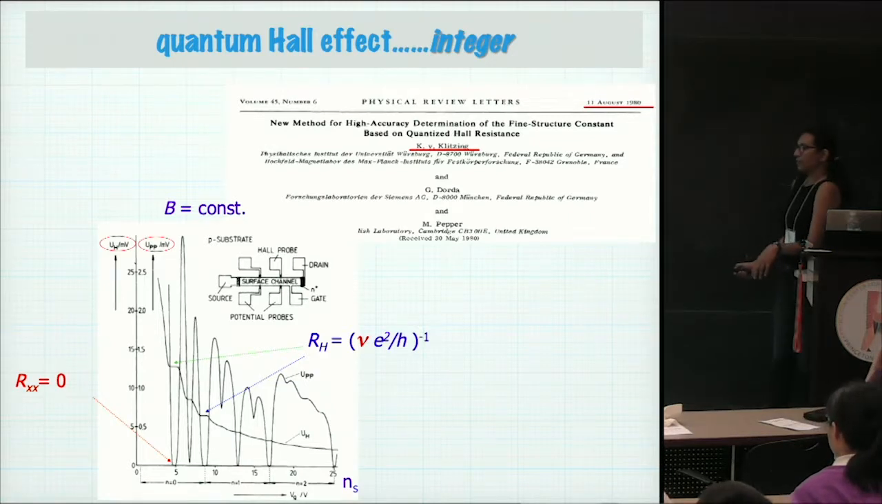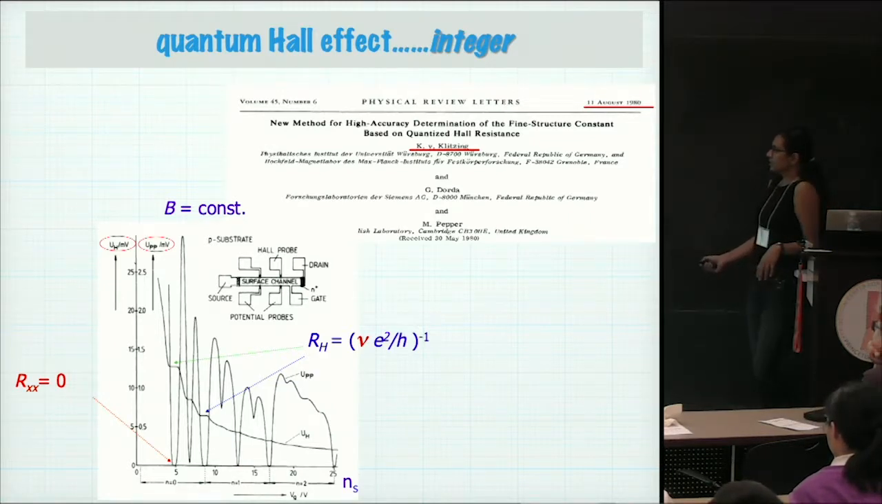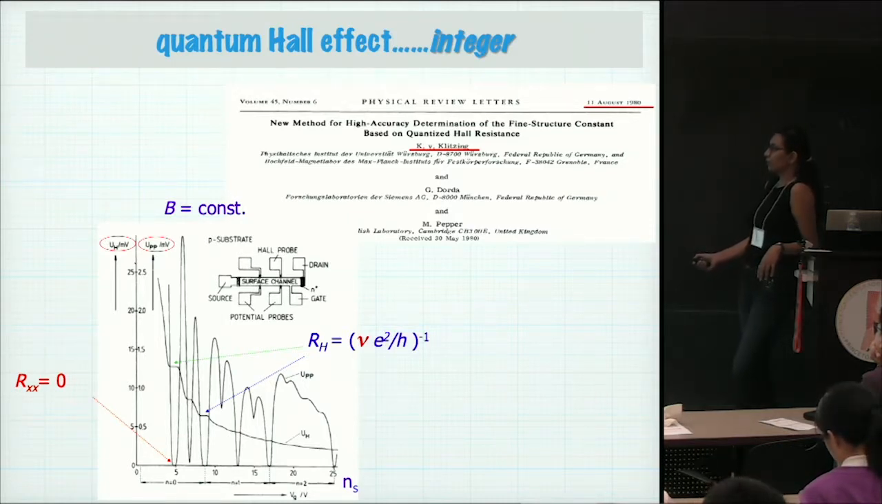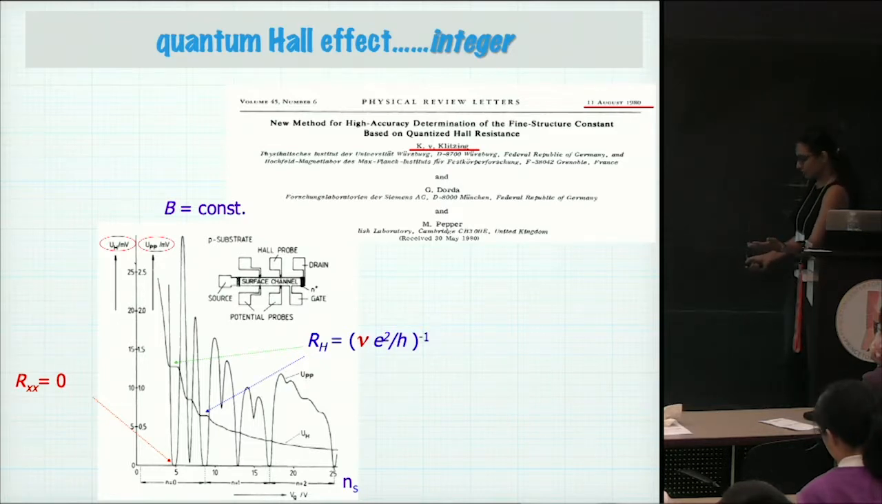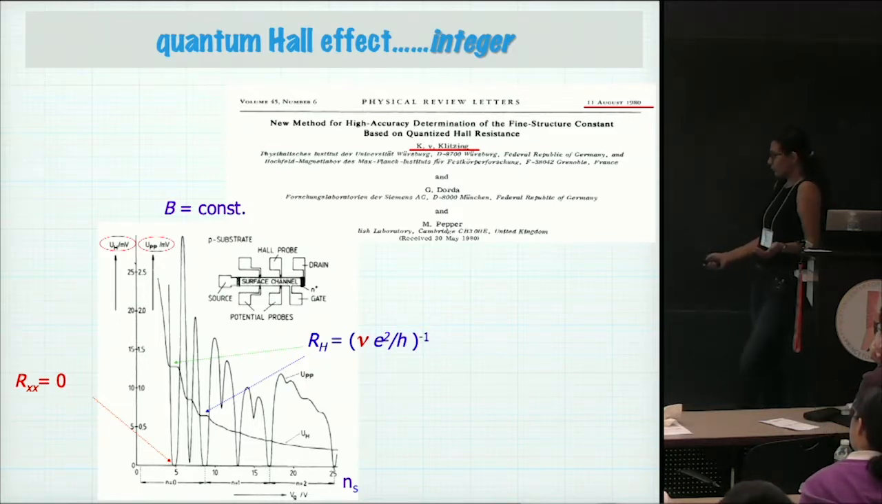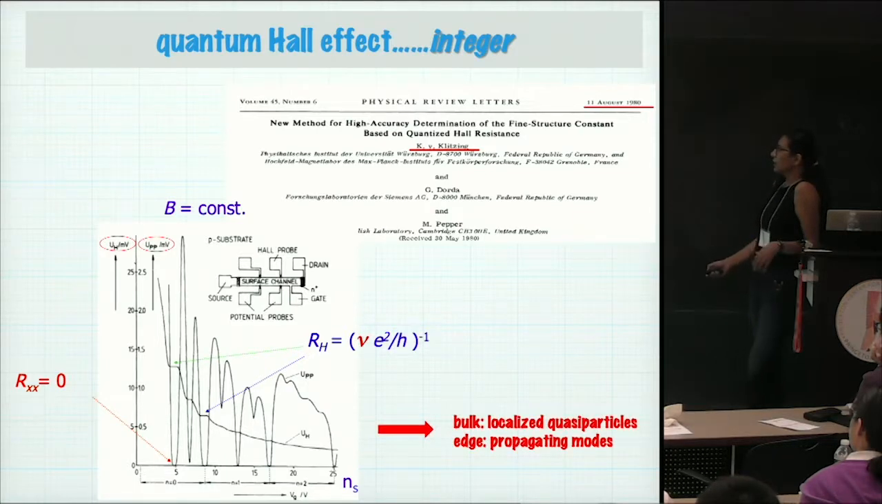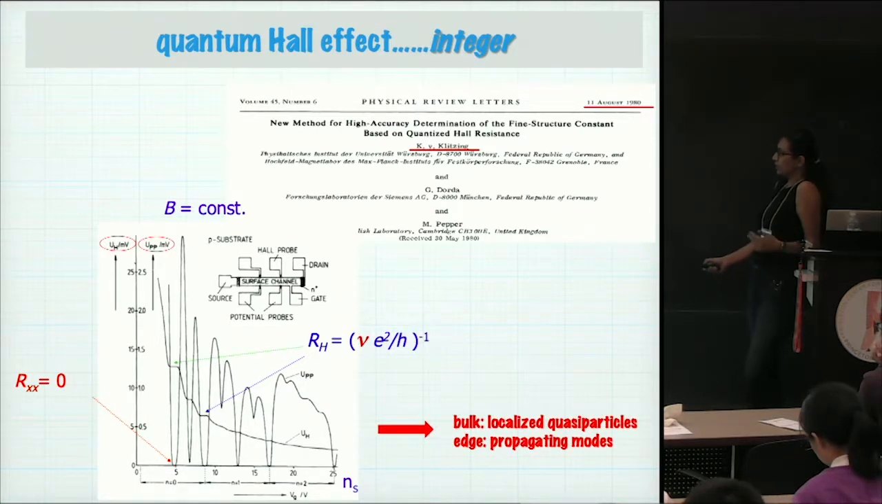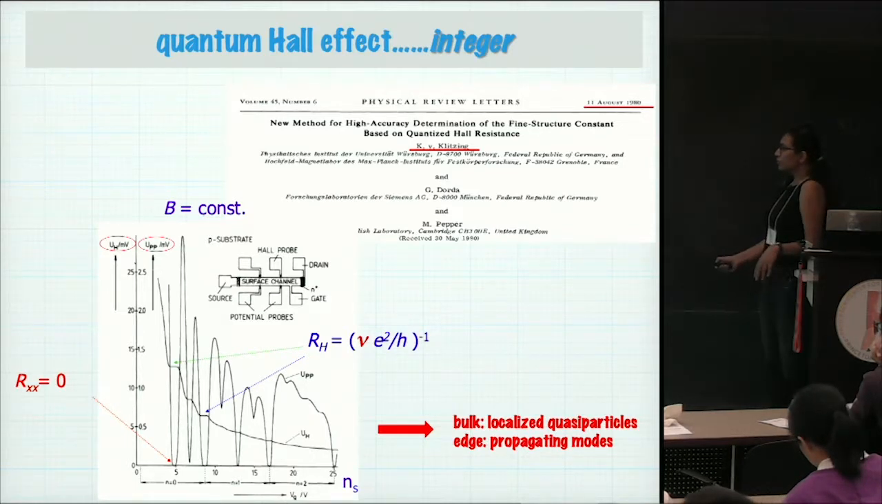This was first discovered almost 40 years back in silicon, and you can see there are plateaus. The normal Hall effect doesn't have plateaus, but in quantum Hall we saw plateaus which were special, and then we tried understanding them, and eventually it came out to be this topologically protected state in fractional quantum Hall, etc. But what I want you to remember is that the longitudinal resistance Rxx is zero, and the bulk has localized quasi-particles. That is another important thing.